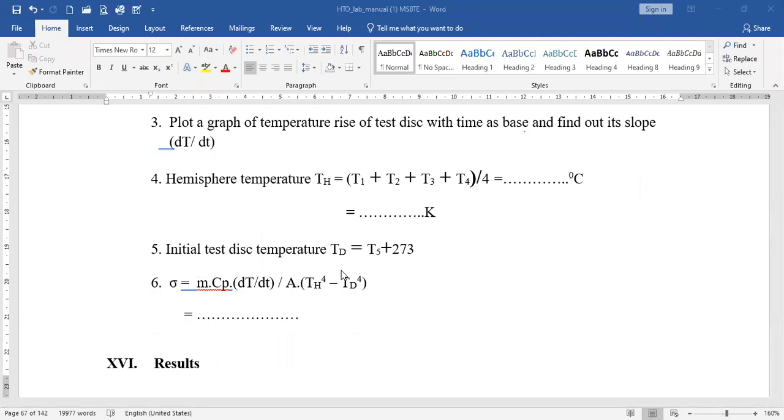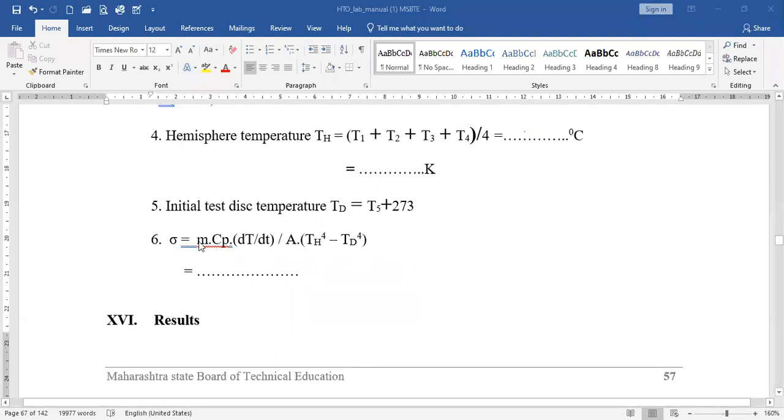In the same way, we can convert this disk temperature into Kelvin. This T5 is nothing but our disk temperature in degrees Celsius plus 273, which is the disk temperature in Kelvin. Now our main aim is to calculate the Stefan Boltzmann constant. With the help of the mass of the disk, then the specific heat, then dT by dt, that is the temperature gradient, and the area, and with the help of the temperatures raised to the power 4, we can calculate this sigma.